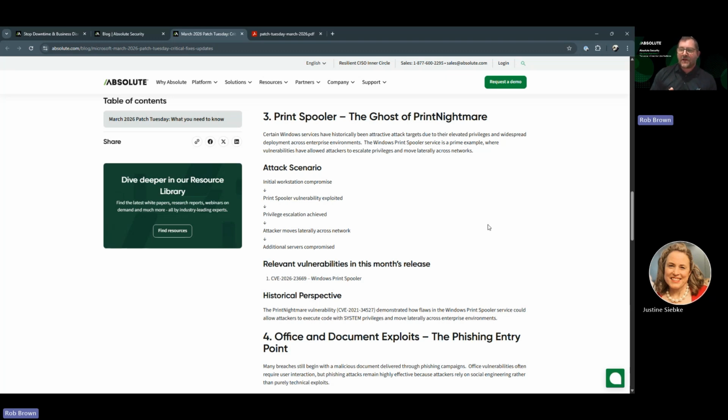So in this particular scenario, we do have 23669. It is a Windows print spooler vulnerability. Let's resolve that straight away. That's pretty much on every single Windows 11 machine. Now, if you have systems like kiosks or systems that absolutely do not require access to a printer, through the Absolute console, you can turn the spooler off.